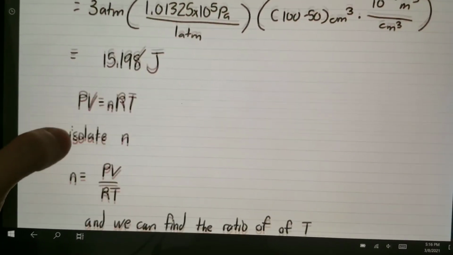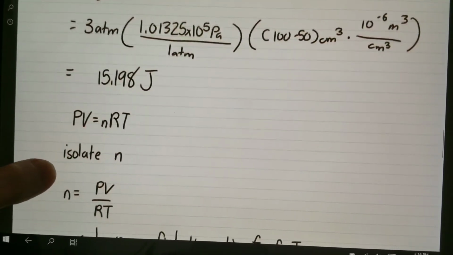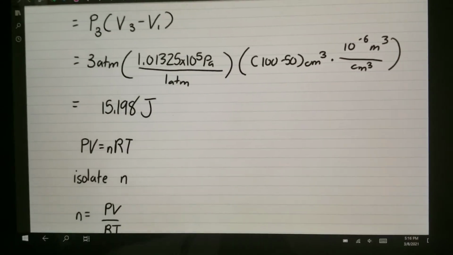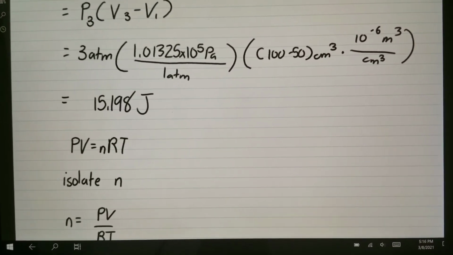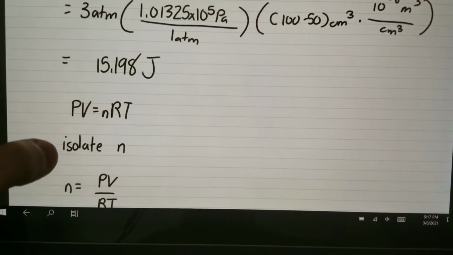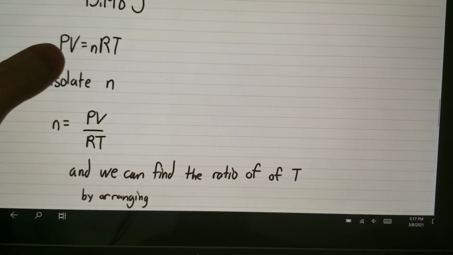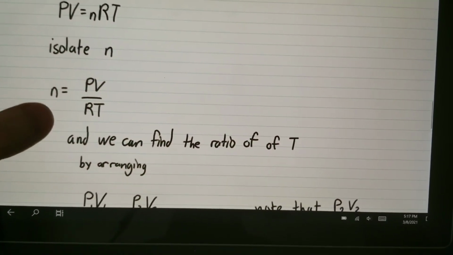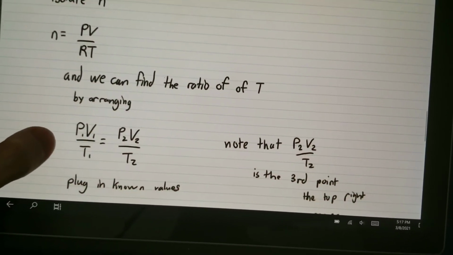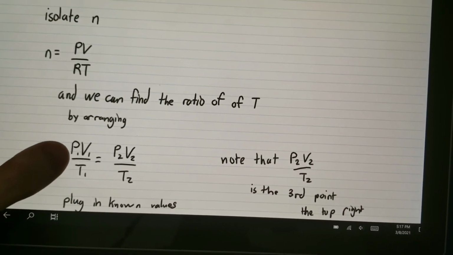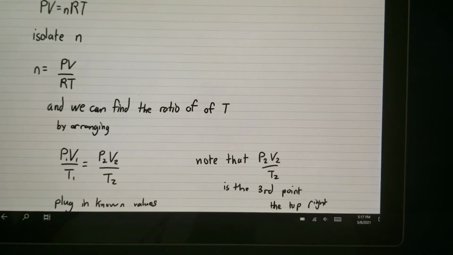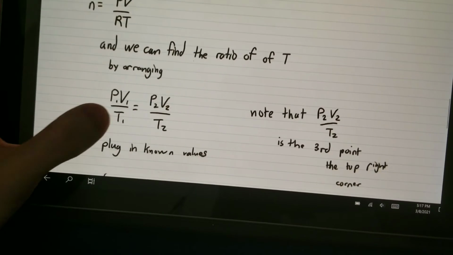Now, we come to the tricky part of the problem. We can't actually find T in what we've been given so far, but we can find a ratio of it instead. So we can guesstimate how much it is and use that to solve the problem, as shown right here. If we isolate n out and move it to the other side, we get PV over R T, and we can find the ratio of T by arranging the pressure and volume over temperature of one point of the cycle and equate it to another point of the cycle, as shown right here.